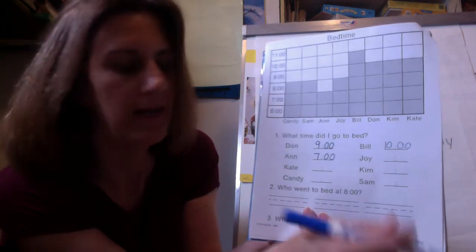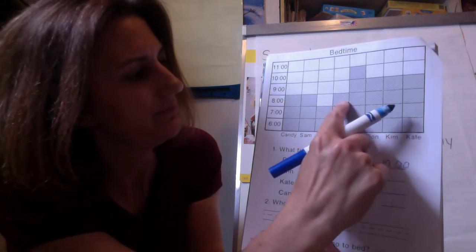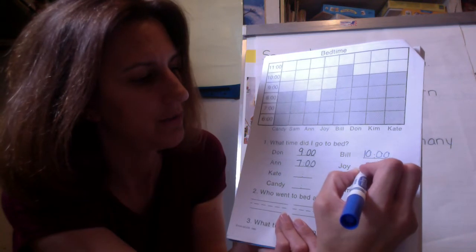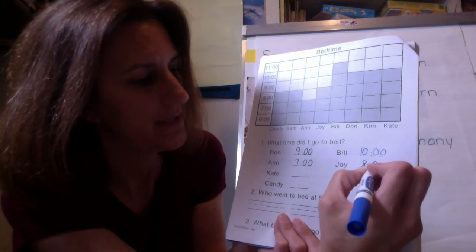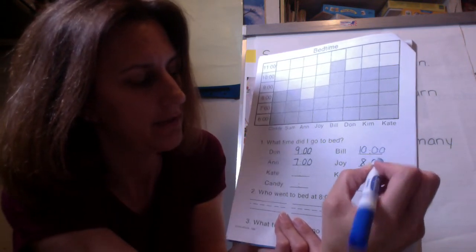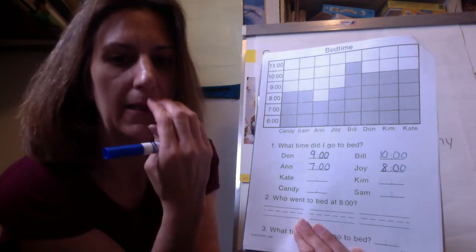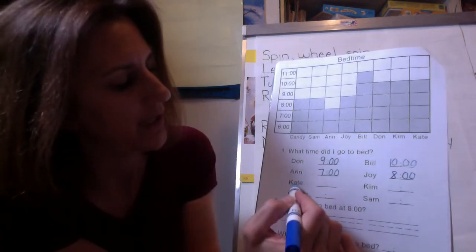Okay, let's look at Joy. What time does Joy go to bed? She goes to bed at 8 o'clock. So I'm going to write 8 in front, 00 behind the colon to show 8 o'clock. So my minutes.